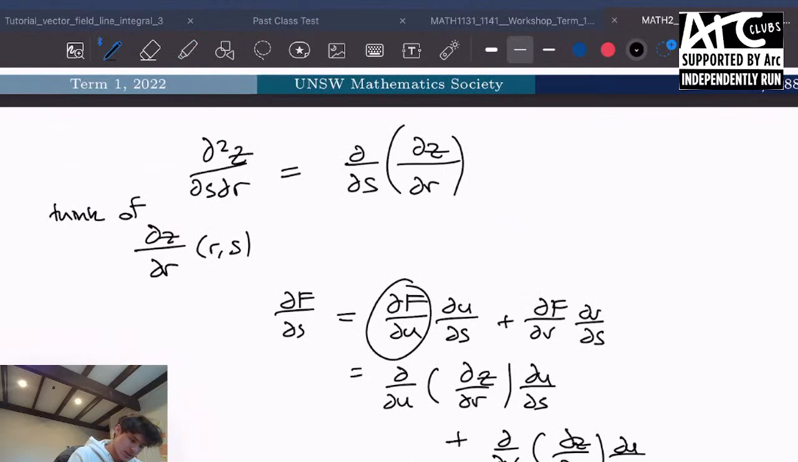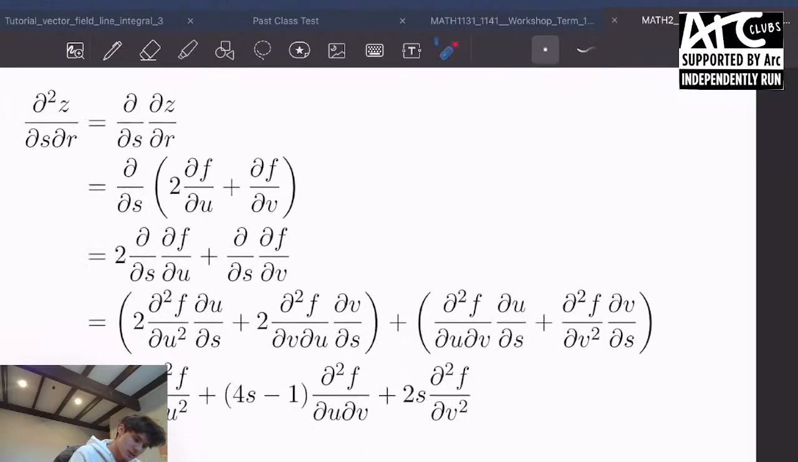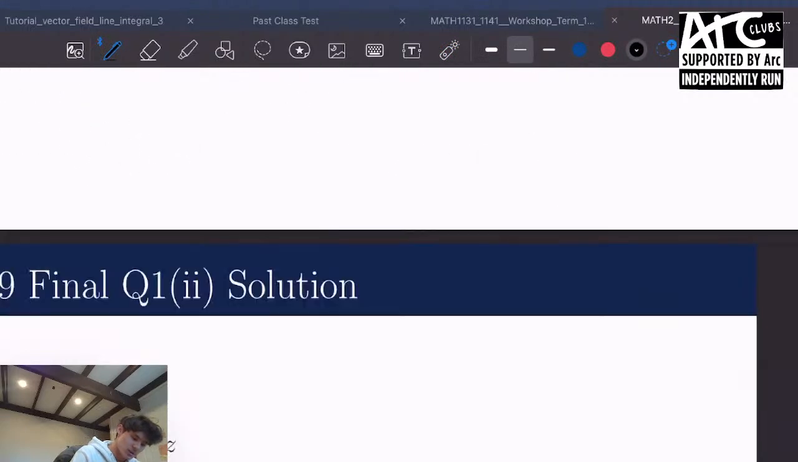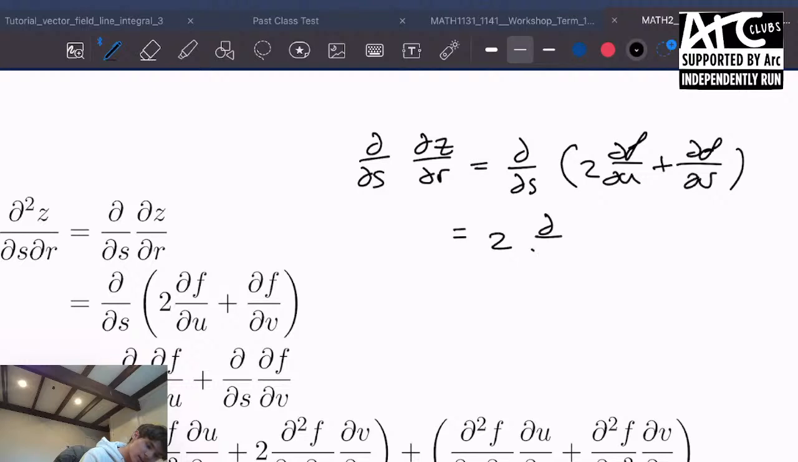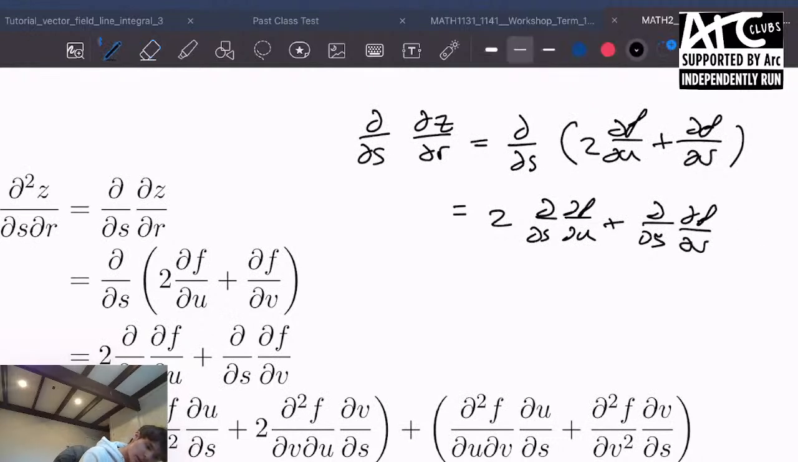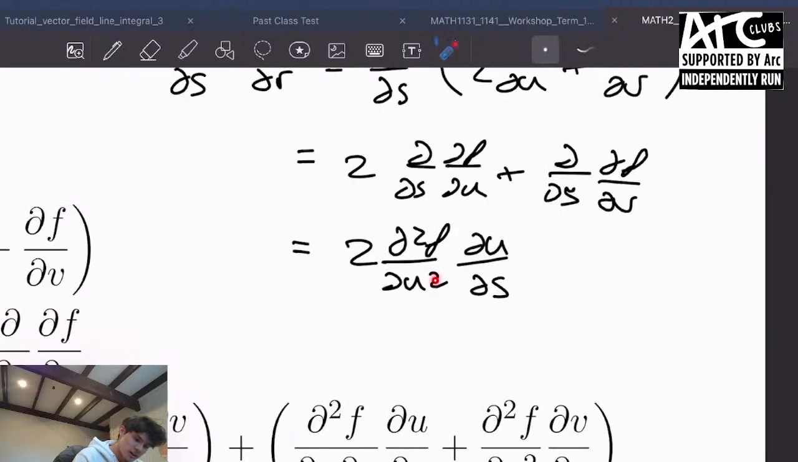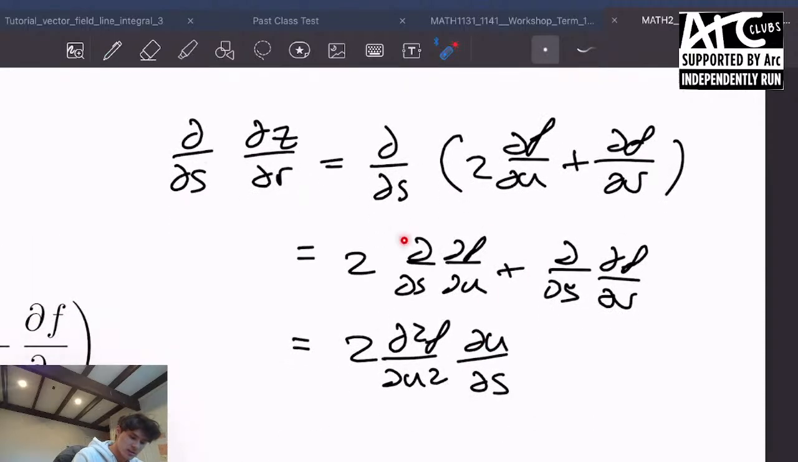So we'll just follow this working out. What happens is we're expanding it out first. What I forgot to do here is we have d/ds of dz/dr. We do have an expression for dz/dr, but we need to use it from the previous part, and that was this expression. From here we can apply these rules: d/ds of df/du plus d/ds of df/dv, and that should give us 2 d²f/du² du/ds. You can think of these du's as cancelling out, and that will give us the same expression as we had before.